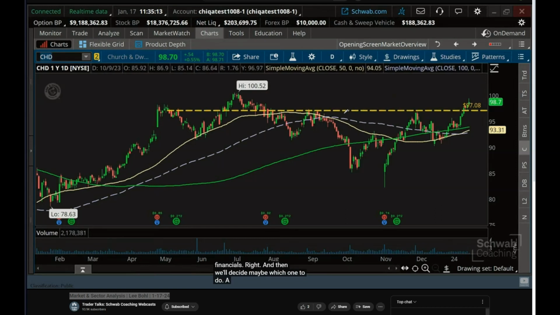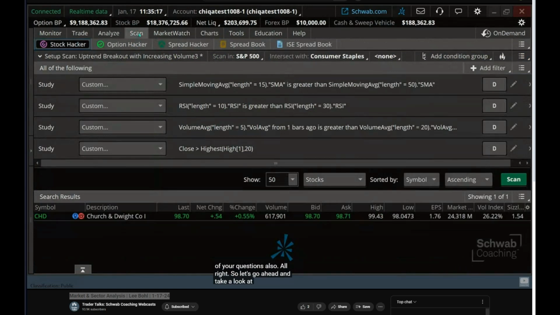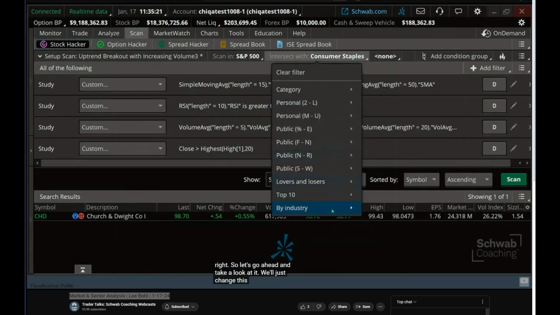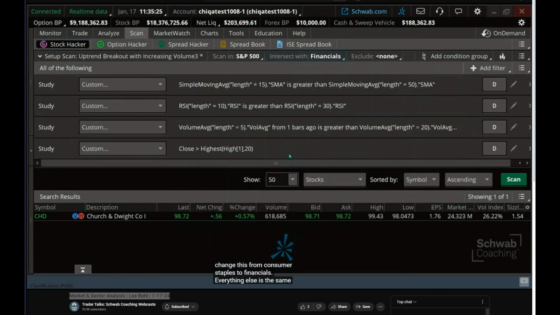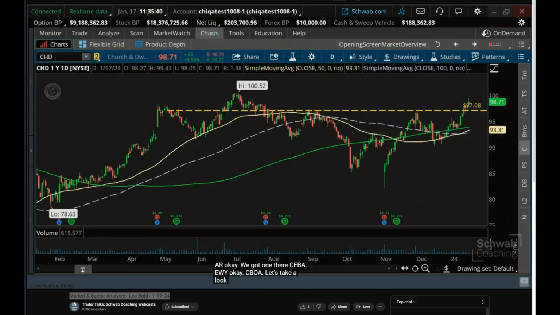All right. So let's go ahead and take a look at, we'll just change this from consumer staples to financials. Everything else is the same. Okay. We got one there. CBOE. Okay. CBOE. Let's take a look at this one. That's the exchange, or one of them.